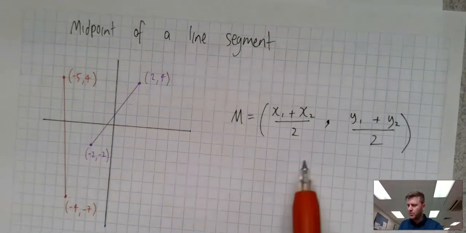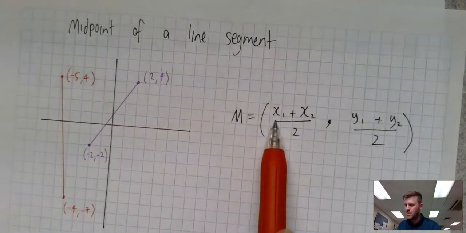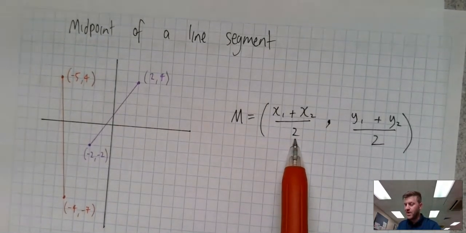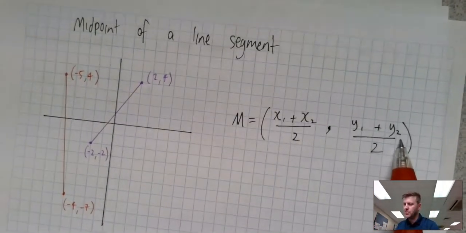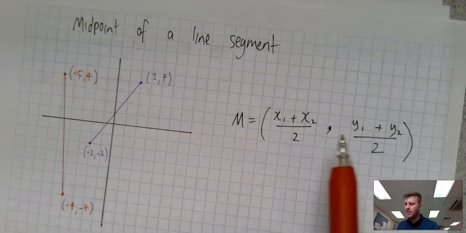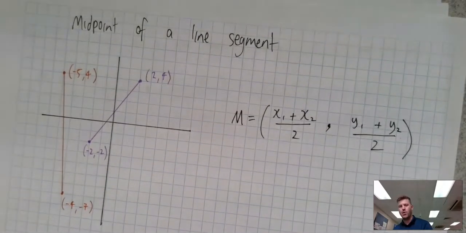The formula we're going to use to work out the midpoint of a line segment is m equals (x1 plus x2) divided by 2, and (y1 plus y2) divided by 2. Your answer is actually going to be a set of coordinates, hence the comma there.